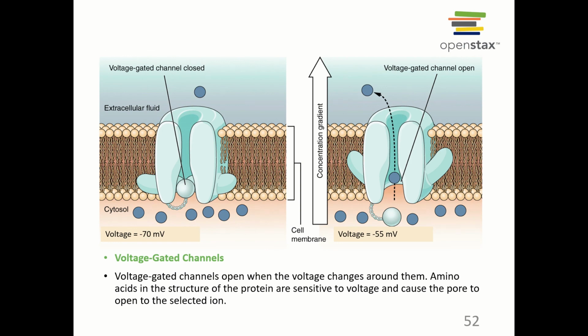Voltage-gated channels are opened when the voltage changes around them. Amino acids in the structure of the protein are sensitive to voltage and cause the pore to open to the selected ion. In this case, this may be a potassium channel, and for instance, at a voltage of negative 70 millivolts, this voltage-gated channel remains closed. But if the voltage reaches negative 55 millivolts, the channel opens and potassium can exit the cell.